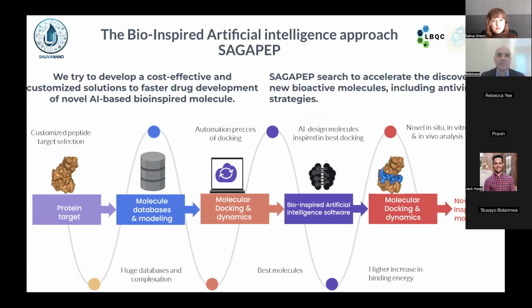Here, we can see our bioinspired artificial intelligence approach, named SagaPep. It is designed to select bioactive molecules more quickly to speed up drug development. In this case, we target the same RBD domain of SARS-CoV-2 and perform dockings with the salivary peptides. Based on these results, we trained artificial intelligence algorithms, specifically surrogate-assisted genetic algorithms, to suggest new sequences based on these new dockings. These peptides were modeled in AlphaFold, and we showed increased binding affinity with the target molecule.